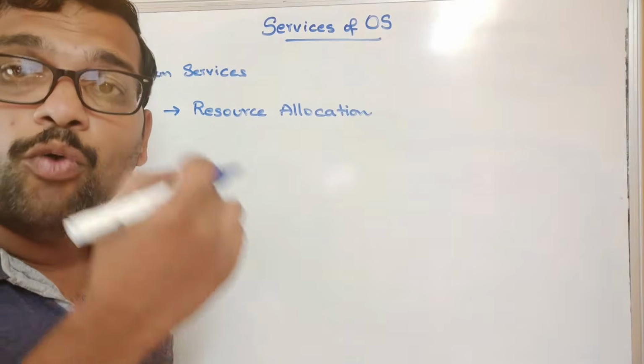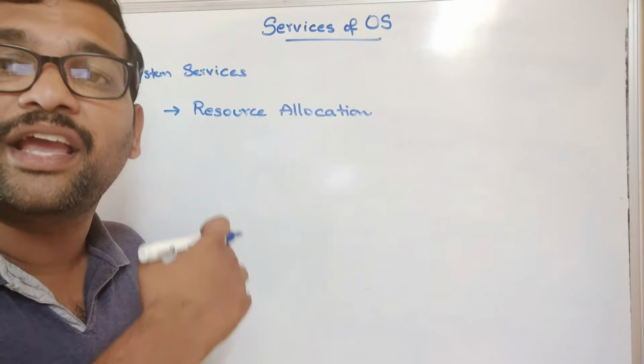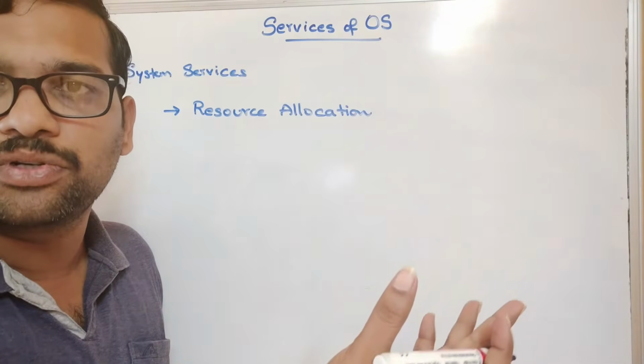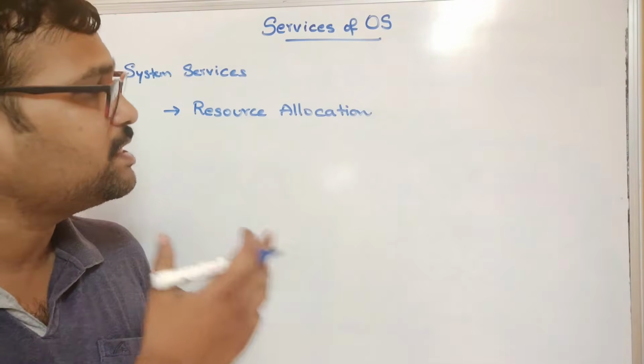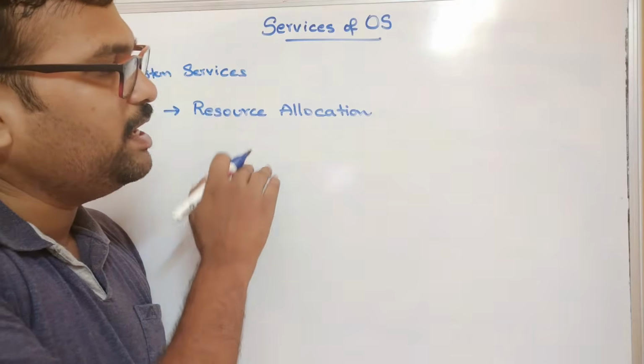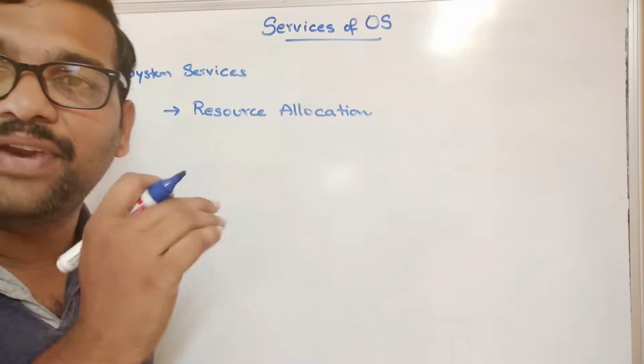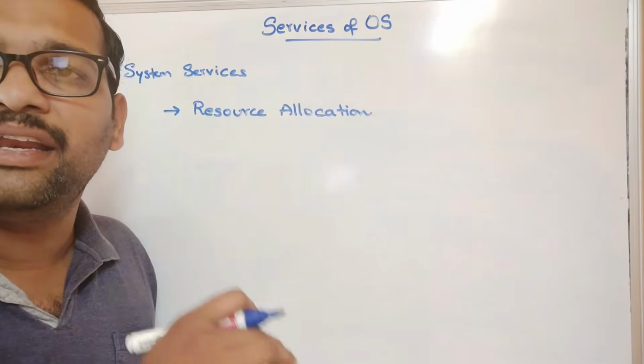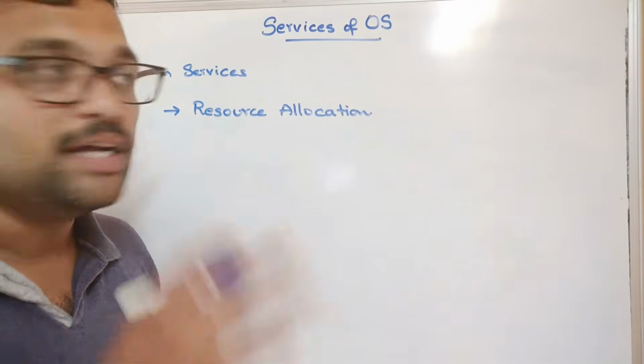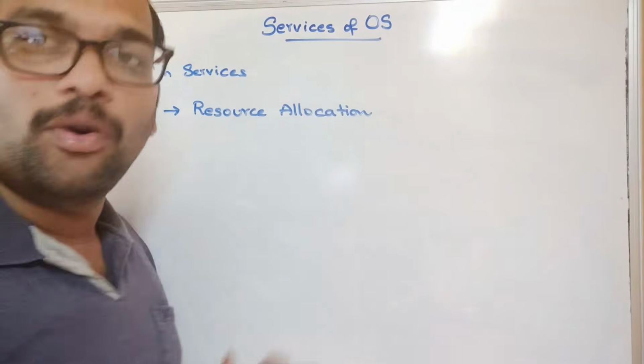And sometimes different processes may require the same resource. In all these ways, the resource can be allocated to each and every process without any overlapping, right? So that will be done by the operating system.